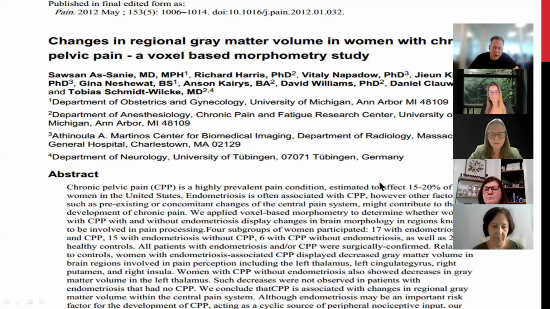This is a paper where they did MRI in chronic pain patients with endometriosis, and the researchers saw that these patients have less volume on the brain.